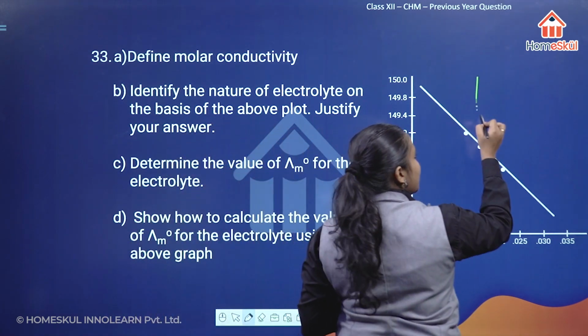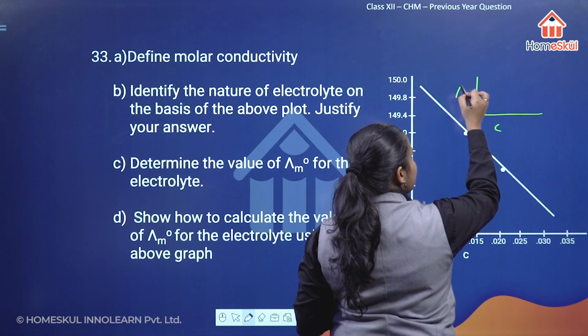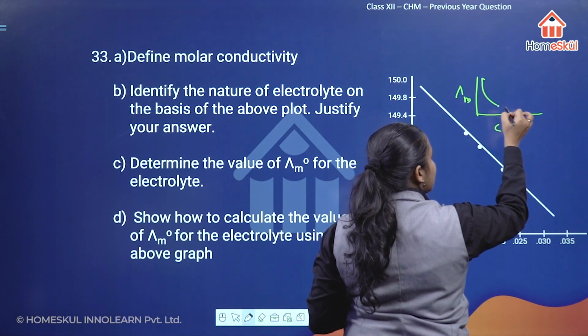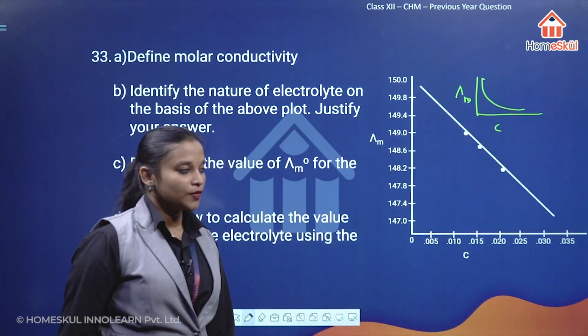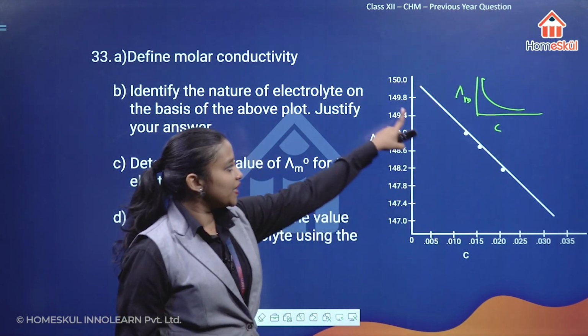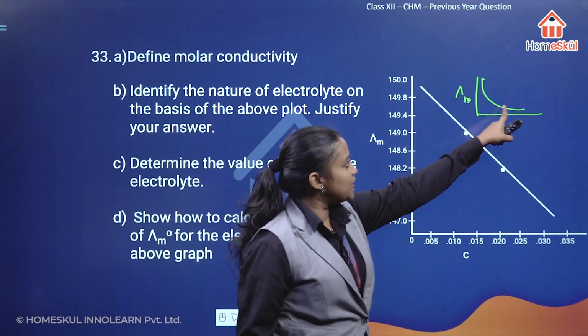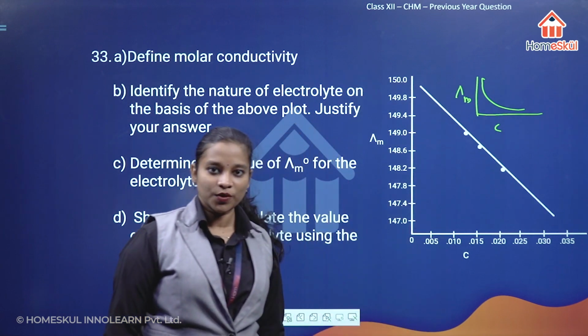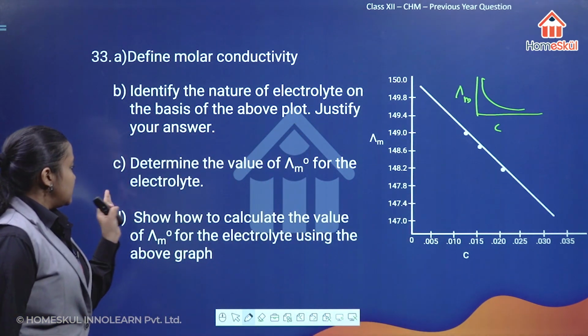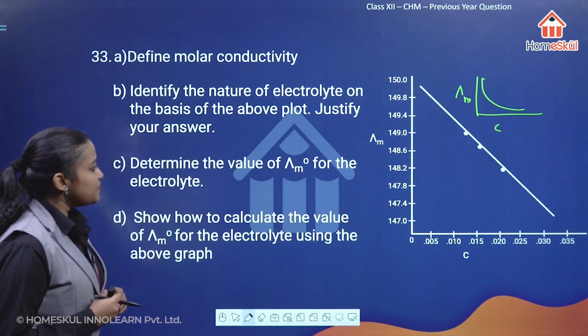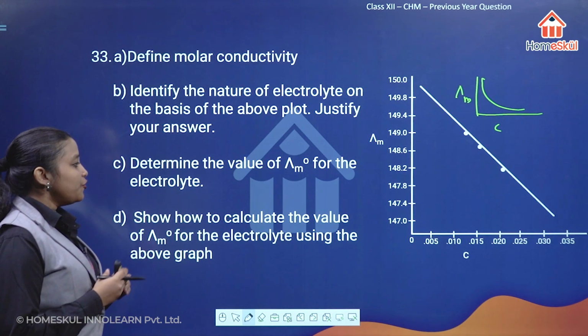Okay, then what about the weak electrolyte? Yes, if we take a weak electrolyte, this will be its graph. Here we can see a steep line, then there is a gradual increase and then a straight graph. Okay, now the C question. Determine the value of limiting molar conductivity of the electrolyte.